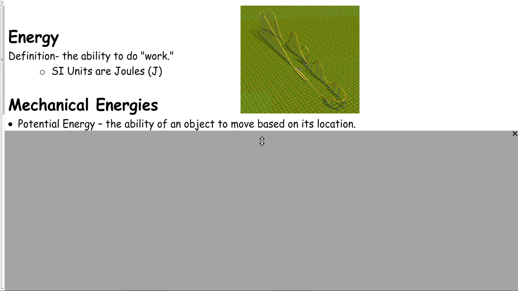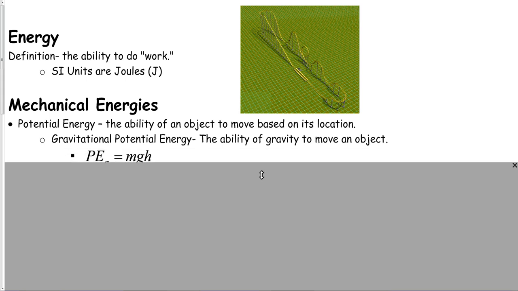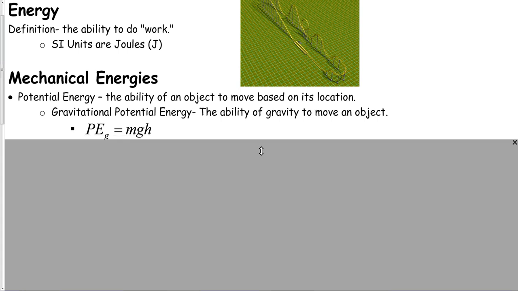And the one that we should know the most about is gravitational potential energy. You've probably seen this before in previous classes. I've had students that said, man, I learned this in 6th grade. So this should be somewhat of a review. And basically, gravitational potential energy is just the ability of gravity to move an object. It is given by the equation: gravitational potential energy equals the mass of the object times the acceleration of gravity, which is 9.81, times the height.